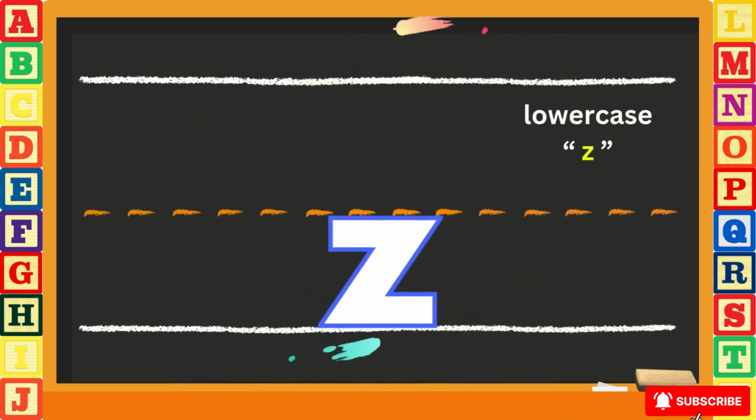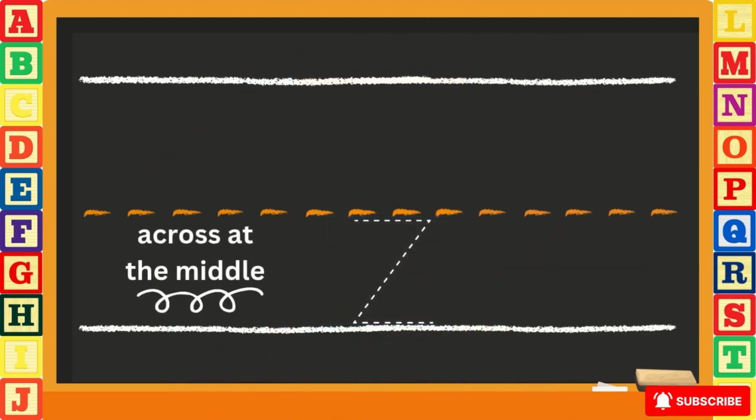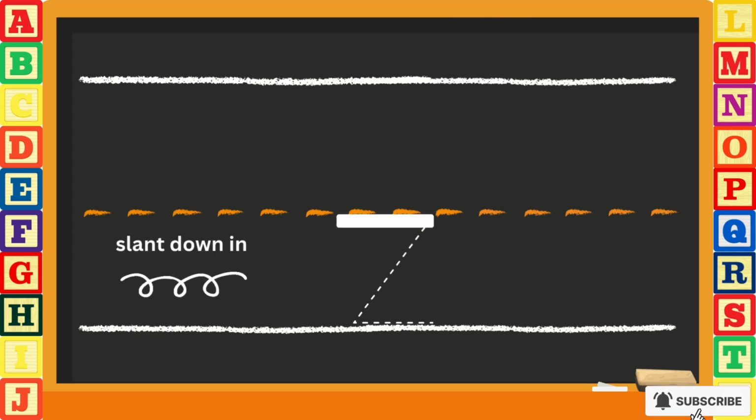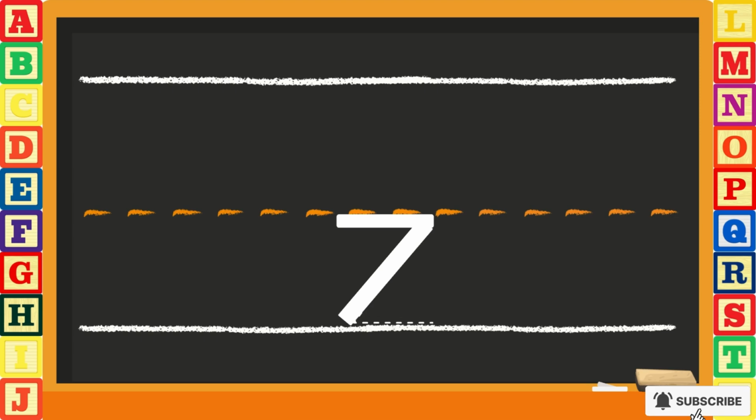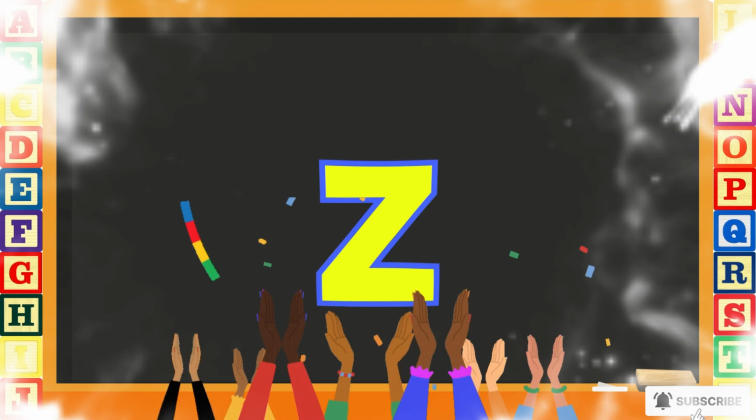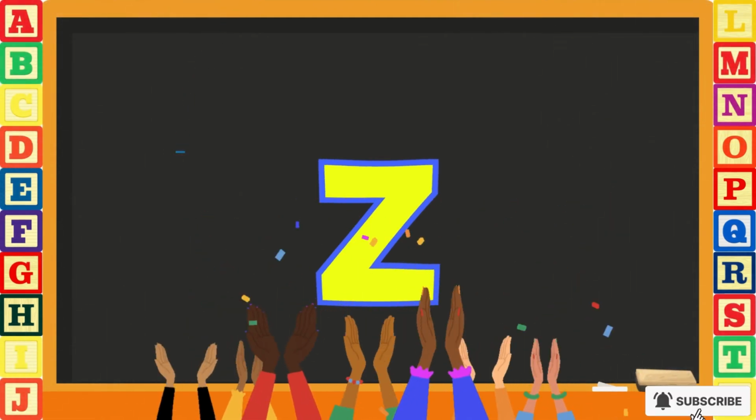We call this lowercase z. Across at the middle. Slant down in. Across at the bottom. Fantastic work, kids! Now it's your turn to try.